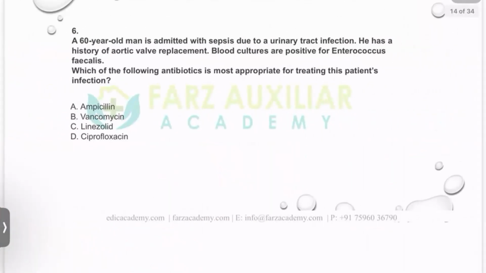Can somebody read the question, please? A 60-year-old man is admitted with sepsis due to a urinary tract infection. He has a history of aortic valve replacement. Blood cultures are positive for Enterococcus faecalis. Which of the following antibiotics is the most appropriate for treating this patient's infection? So we have a patient with sepsis, UTI, aortic valve replacement, Enterococcus faecalis.